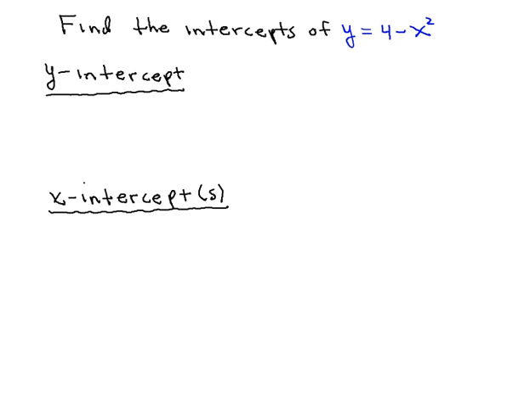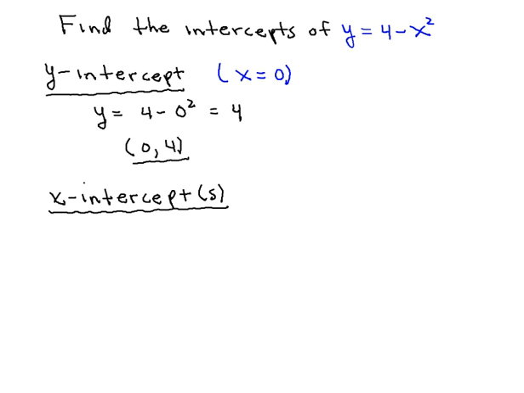Now, to find the Y-intercept of any graph, you know that's the point where the graph will cross the Y-axis. We know that the X-coordinate of that point is 0. So to find the Y-intercept of the quadratic function that we have here, y equals 4 minus x squared, we're going to let x be equal to 0 and then solve the equation for y. So we have y is equal to 4 minus 0 squared, which is equal to 4. So we can say that the y-intercept will be the point (0, 4).